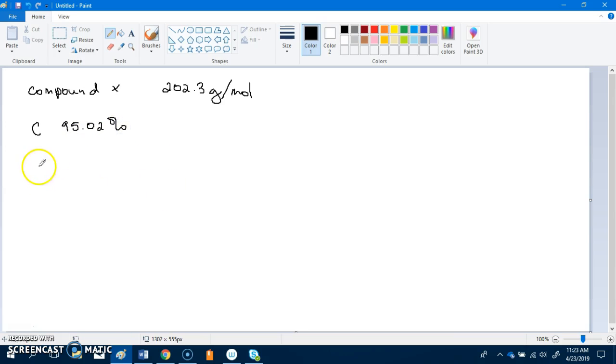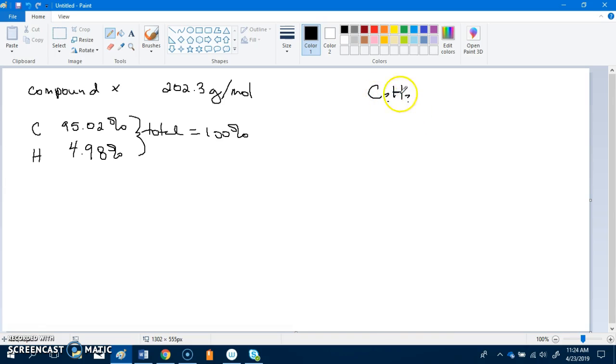We're also given that it contains the element carbon and its percent composition is 95.02%. And we also know that it contains hydrogen and its composition is 4.98%. And those are the only two elements in the compound because when we add up the percentages, we get a total of 100%.